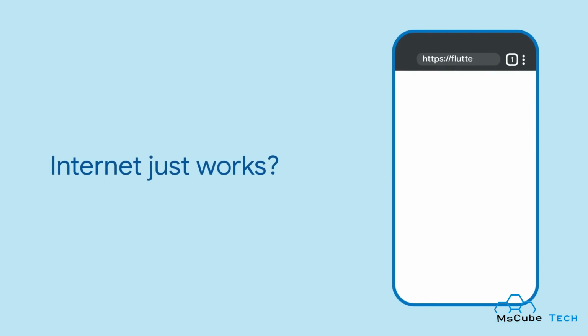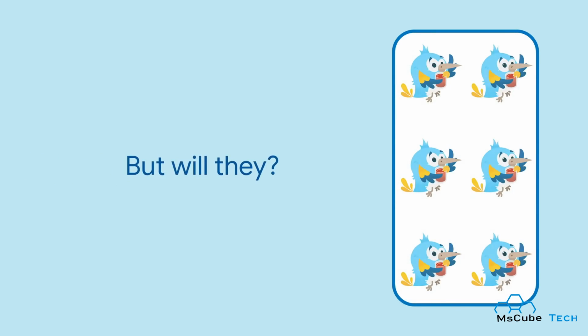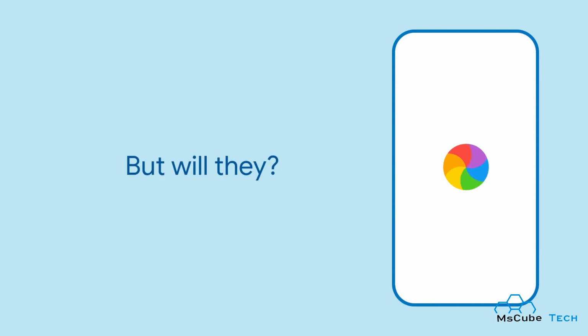When using a mobile phone, things usually just work. Open a browser and the internet loads. And photos of Dash load. But as a developer, how do you know ahead of time if those network requests will work?